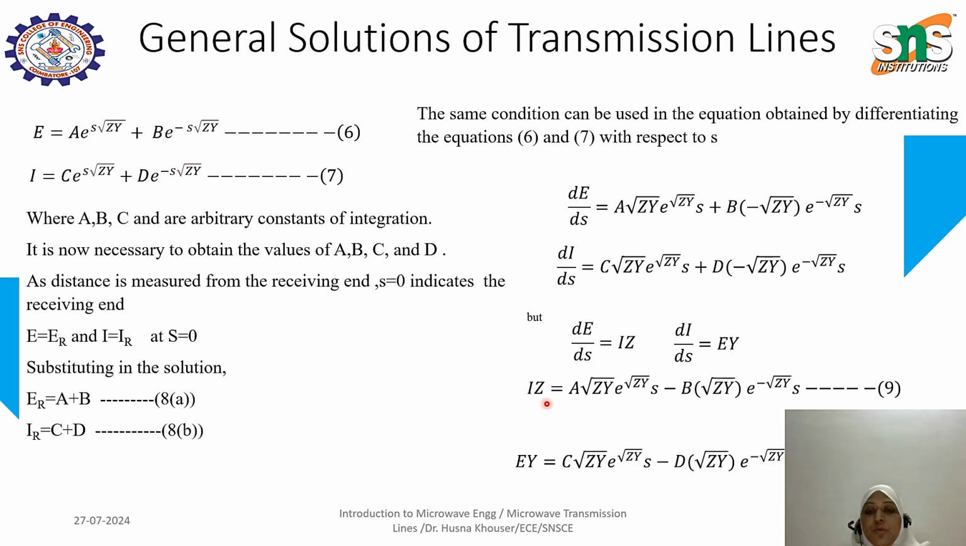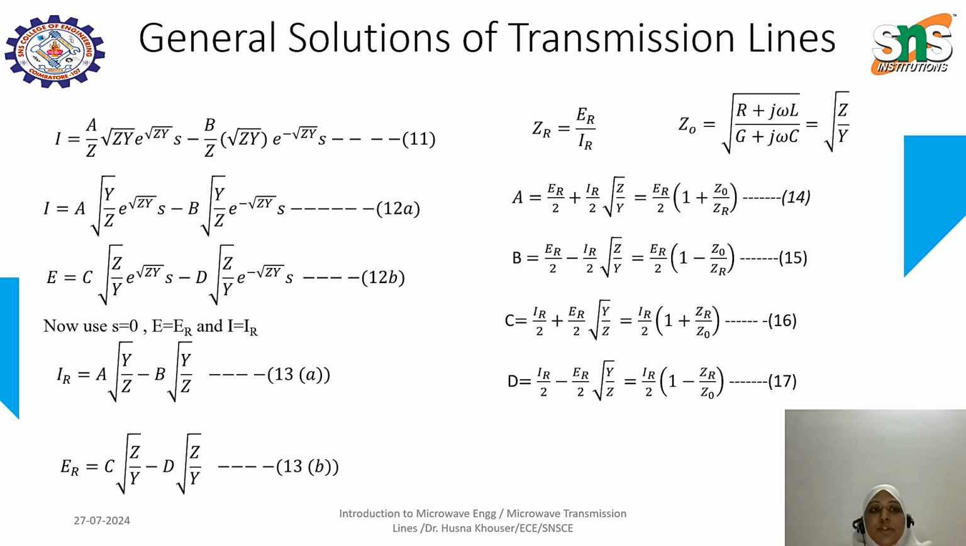In this current equation, we'll now take this z into this. So we will simplify this equation in the form of I is equal to A by Z into the remaining term, root of Z by Y, e to the power of root ZY s, minus B into e to the power of minus root ZY s. So now we get these two equations, the current equation and the voltage equation I discussed already.